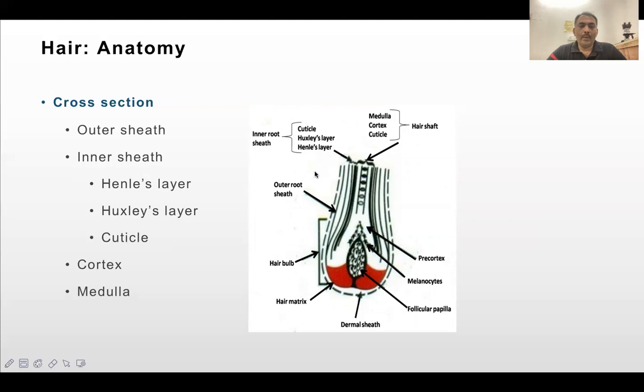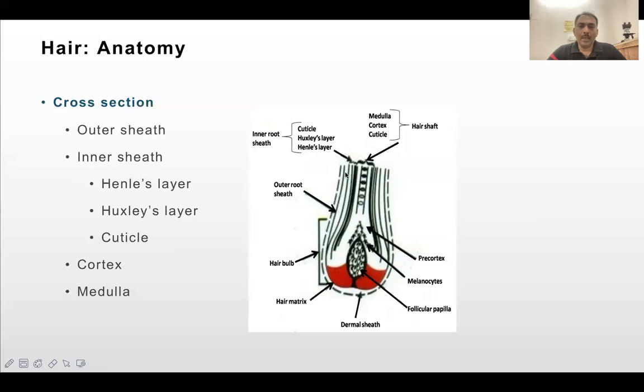So the hair follicle is divided into an outer root sheath, the inner root sheath, and the hair shaft. The hair shaft consists of the medulla, the innermost part, the cortex, and the cuticle. The inner root sheath, which is outside this hair shaft, consists of three layers: the cuticle, the Huxley's layer, and the Henle's layer. And then beyond this inner root sheath lies the outer root sheath.